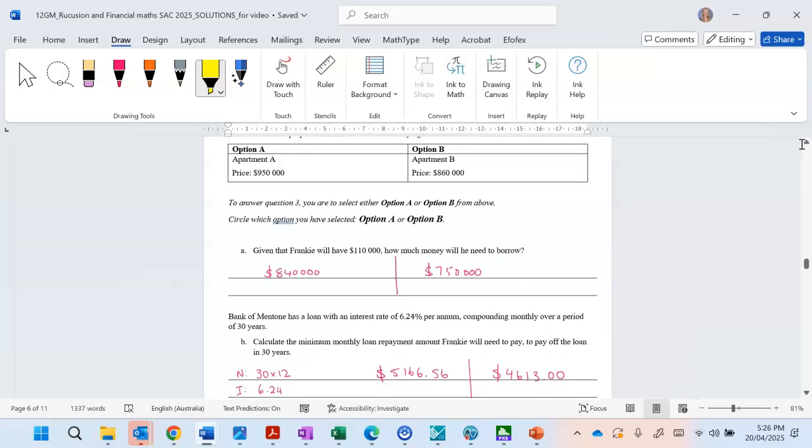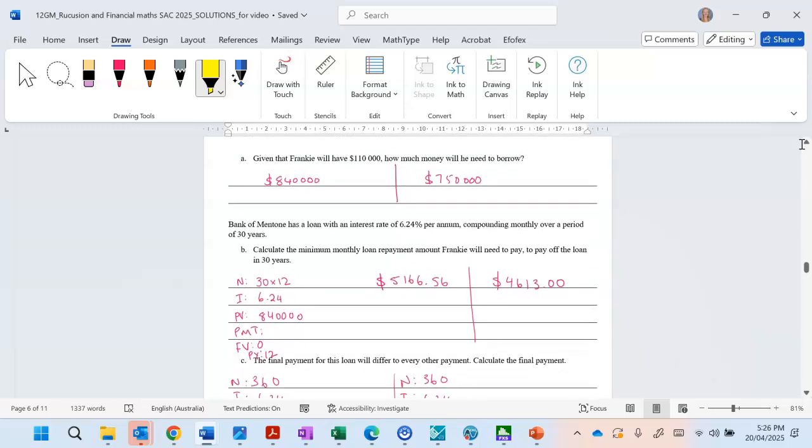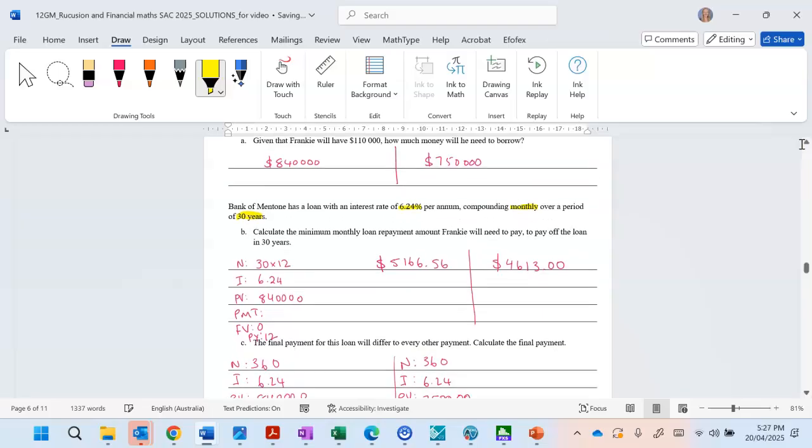So that was a pretty easy question. All right, moving on to the next one. Bank of Mentone has a loan with an interest rate of 6.2% per annum compounding monthly over a period of 30 years. Calculate the minimum monthly loan payment. All right, so straightforward financial solver question.